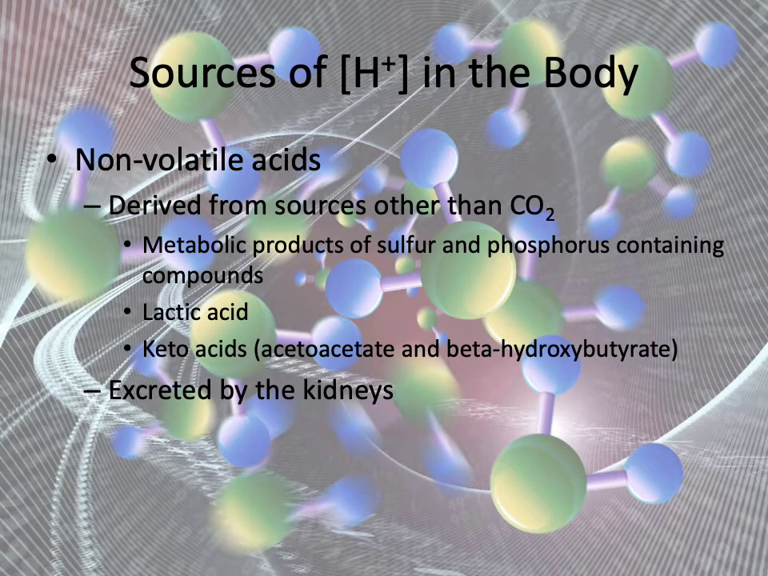So fats, of course, can be used as an alternate source of energy, and that is often the case in uncontrolled diabetics. Keto acids are being produced from fat metabolism, and they build up in the blood, and because they are acids, they can have an effect on the blood pH. In either case, lactic acid or keto acids, these are going to be ultimately excreted by the kidneys, so we can identify them in urine.